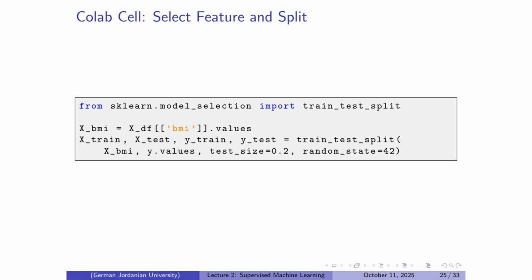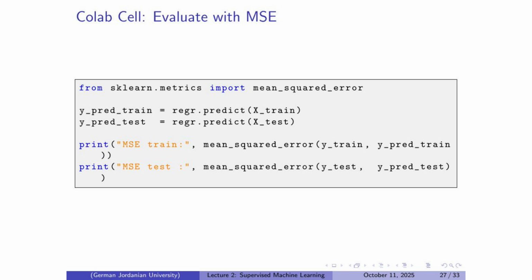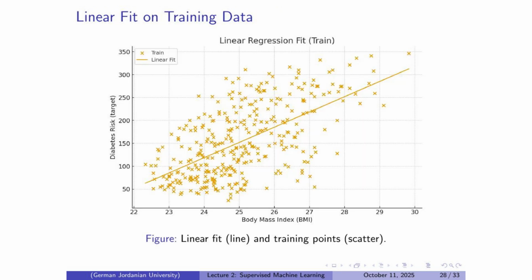In these Python cells, we load the data, split it into train and test sets, train a linear regression model, and compute the mean squared error. We see how code follows the same logic we learned in the slides. The yellow points are real data, and the yellow line is our model. You can see it roughly fits the pattern: higher BMI, higher risk.